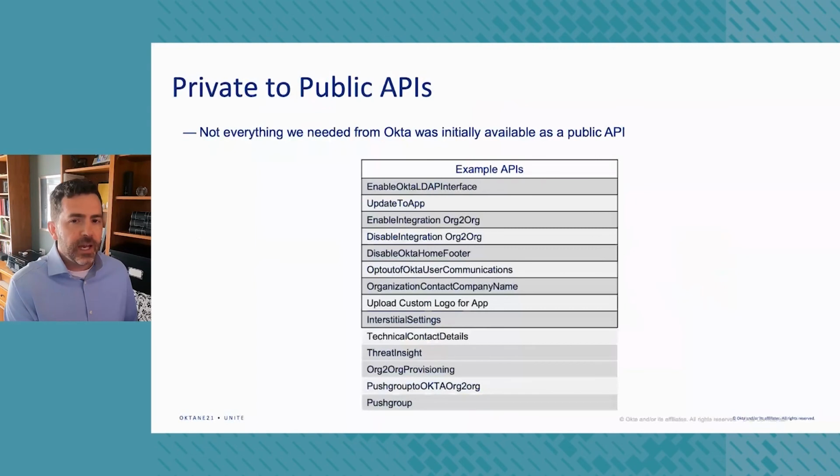Next, although Okta has a lot of great API coverage, not all of the APIs we needed to perform full automation and customization were available as public APIs. So we worked with Okta's professional services to work around those issues, while also working with Okta's product management on getting those APIs exposed publicly. So for example, here are a few of the APIs that we've been working with Okta to provide publicly.